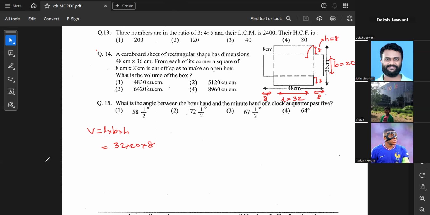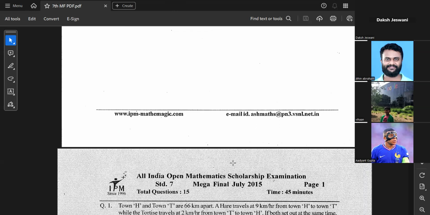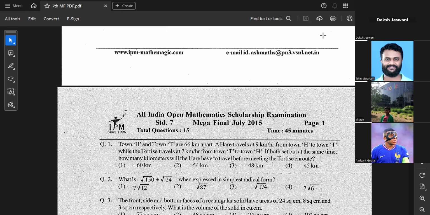Okay, so I believe it's clear. Let's just proceed further. Now proceeding to 2015's paper, from question number 1 to 5. Any doubt?